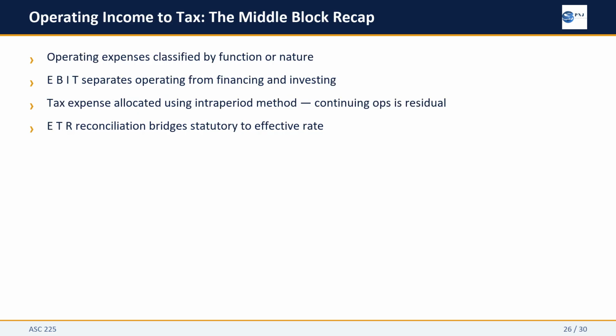From gross profit downward, operating expenses by function, selling, G&A, R&D, depreciation, restructuring, converge on EBIT. Non-operating items land below. Then income tax is not simply applied to pre-tax income. It is allocated using intraperiod rules that distribute tax across every component first. Continuing operations receives the residual. The ETR reconciliation then explains every material difference from the 21% federal rate.